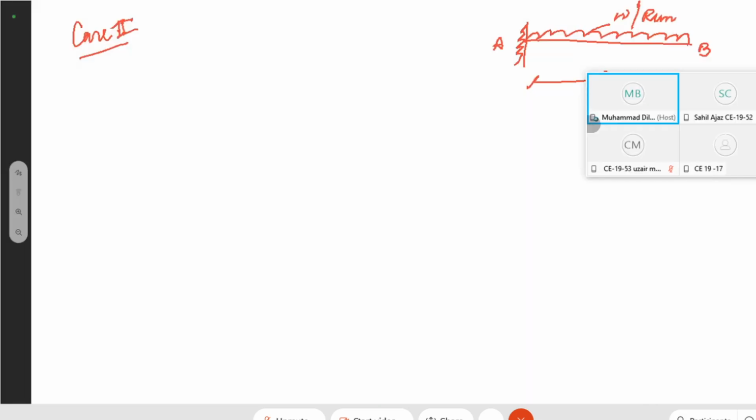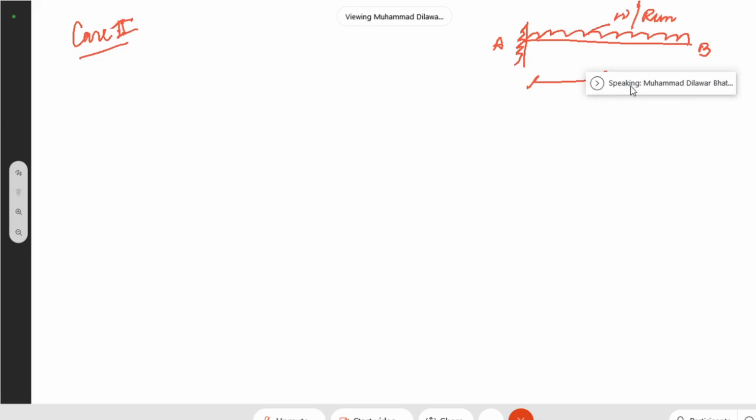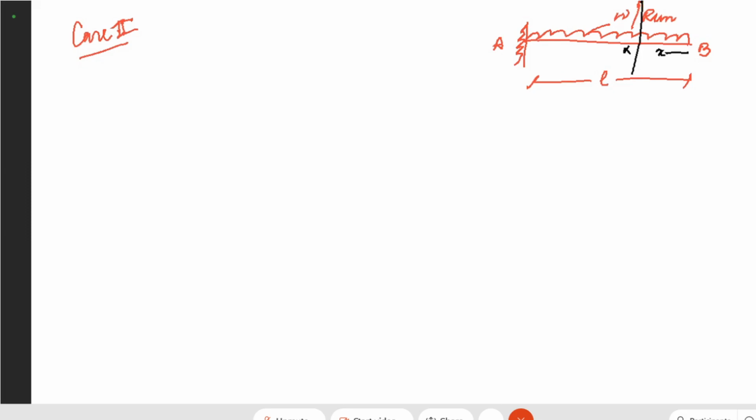Uniformly distributed load over the whole span, that is W per unit run. Now we have to draw its shear force and bending moment diagram. Again, what we will do here is we will simply consider what? A section X at a distance of X from point B, right?